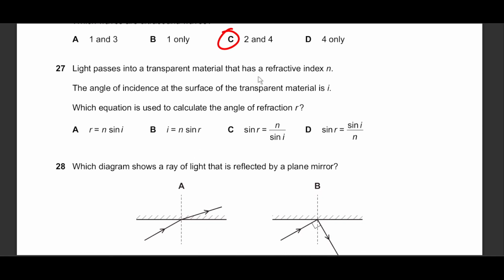Question 27, it says light passes, refractive index, material, and it's very simple. Refractive index is equal to sine i over sine r. Rearrange this to bring n over here. It's going to become option D.